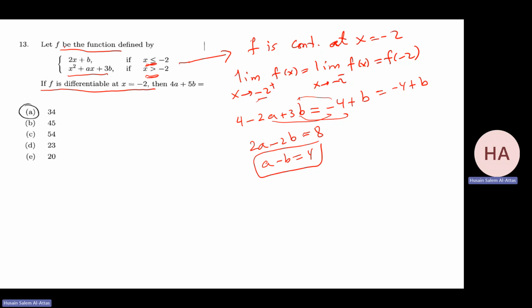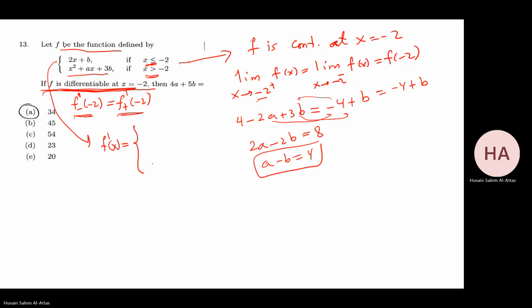From where do I get the second equation? From this. If it's differentiable, that means f prime left at minus 2 is the same as f prime right at minus 2. You can do it using the limit definition, or you can do it right away using the derivative. Since the function is continuous at this point, and these functions are always continuous, nothing to worry about.